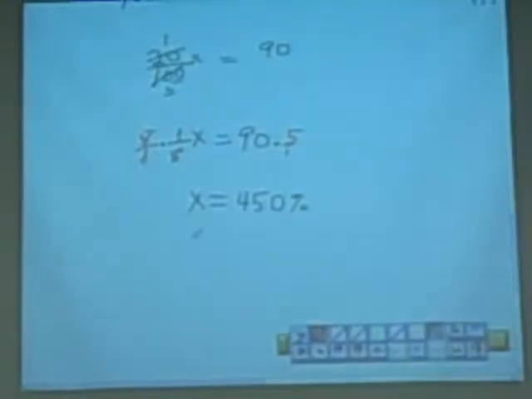So that's 450%. Okay, now 450% is different than just 450. 450% does not equal 450. Because 450%, if you were to change that to a decimal, that would be 4.5. And 4.5 doesn't equal 450. So if you leave the percent sign off, it's wrong. Okay?